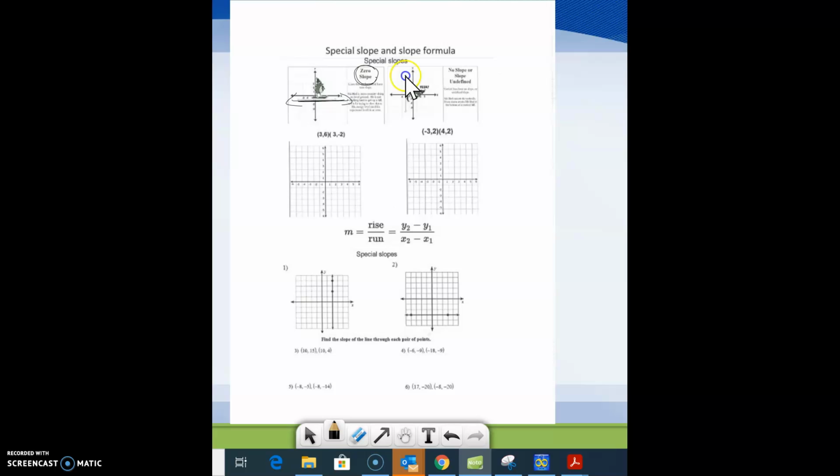Now, here's another one. If you tried to ski on that slope, you would be under the snow, wouldn't you? You would fall down, and that's called undefined. There's no slope, so we call it undefined. It's impossible. So the name, if you remember, these are what we call horizontal lines. This is a vertical line. Okay, so horizontal lines are zero slopes. Vertical lines are undefined. So let's graph a few.